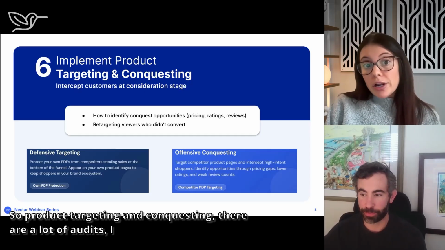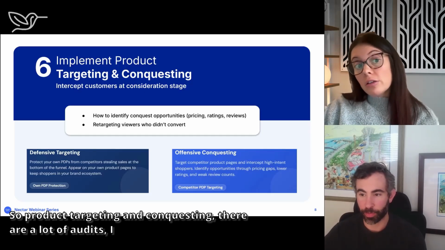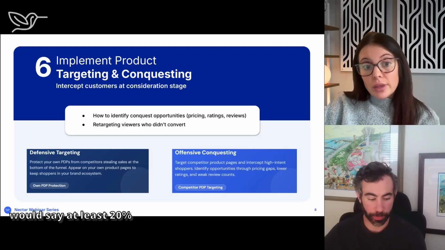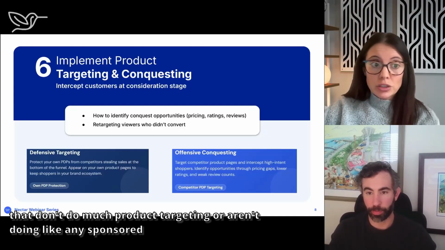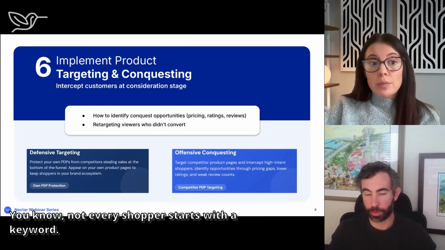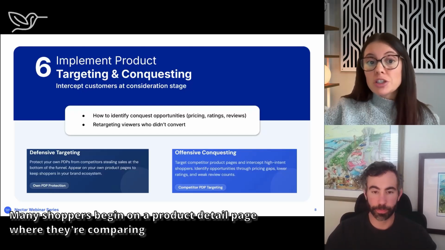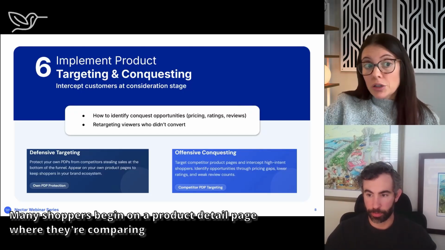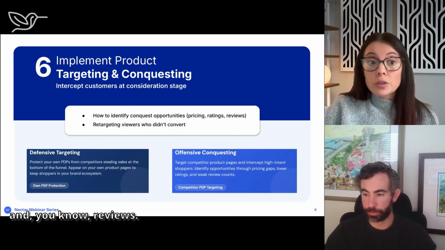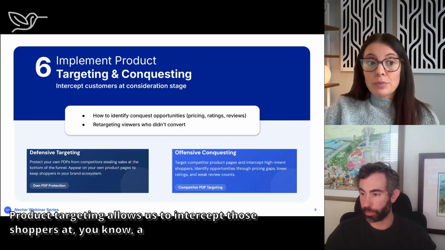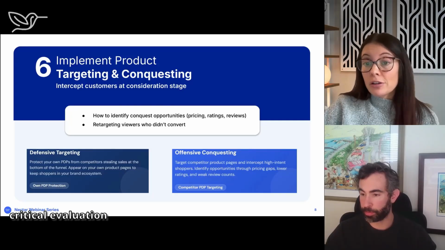Yeah, so product targeting and conquesting. There are a lot of audits, I would say at least 20%, that don't do much product targeting or aren't doing any sponsored display. Not every shopper starts with a keyword. Many shoppers begin on a product detail page where they're comparing features, pricing, and reviews. Product targeting allows us to intercept those shoppers at a critical evaluation stage.